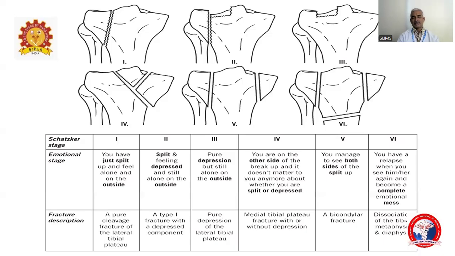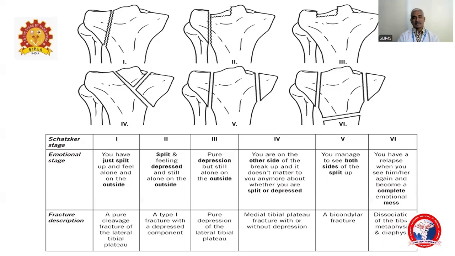Type 2: in the second picture you can see there's a depression of the articular surface of the lateral condyle with a fracture line. It is a little bit displaced. So in addition to the fracture line, there is a depression of the lateral tibial condyle. A type 1 fracture with a depressed condyle is type 2. In the third picture, there is only depression of the lateral tibial condyle. There is no fracture fully communicating to the lateral condyle. You see a huge depression of the lateral tibial condyle.